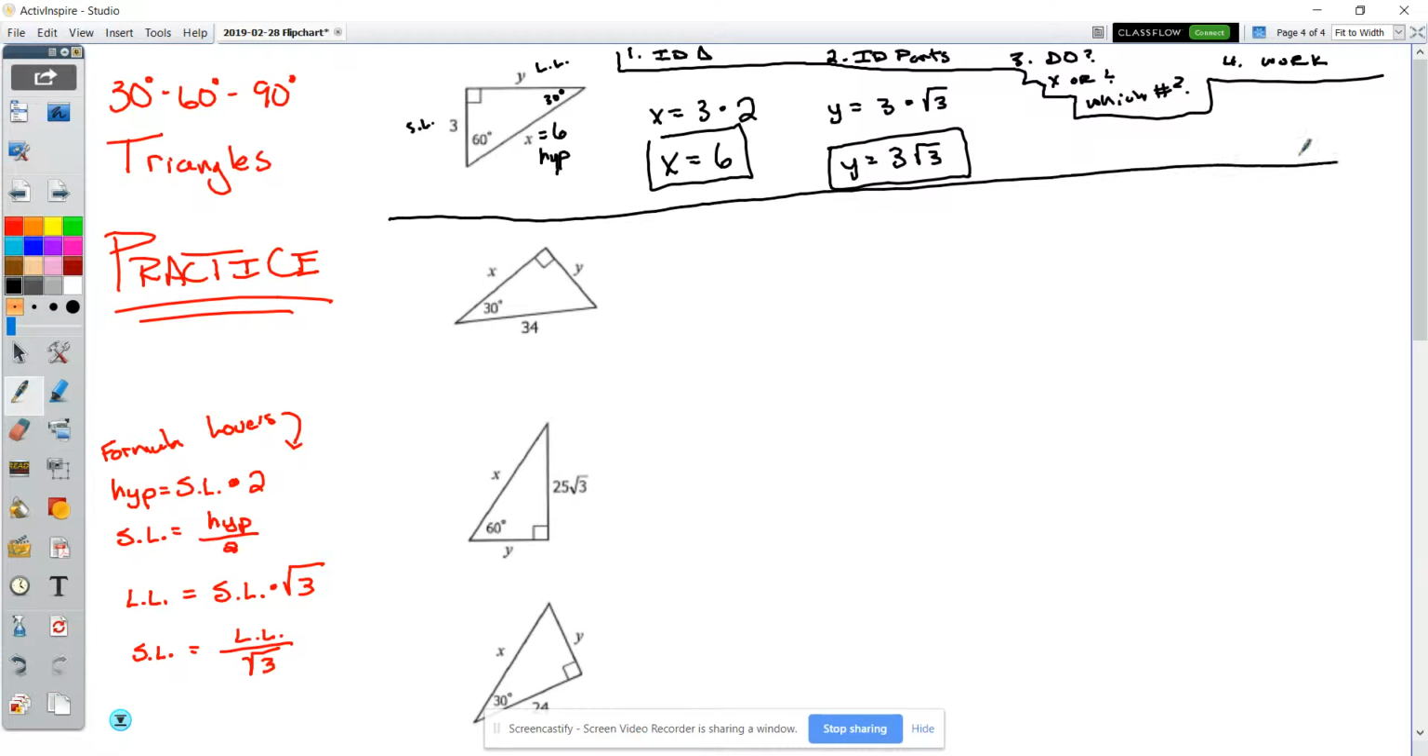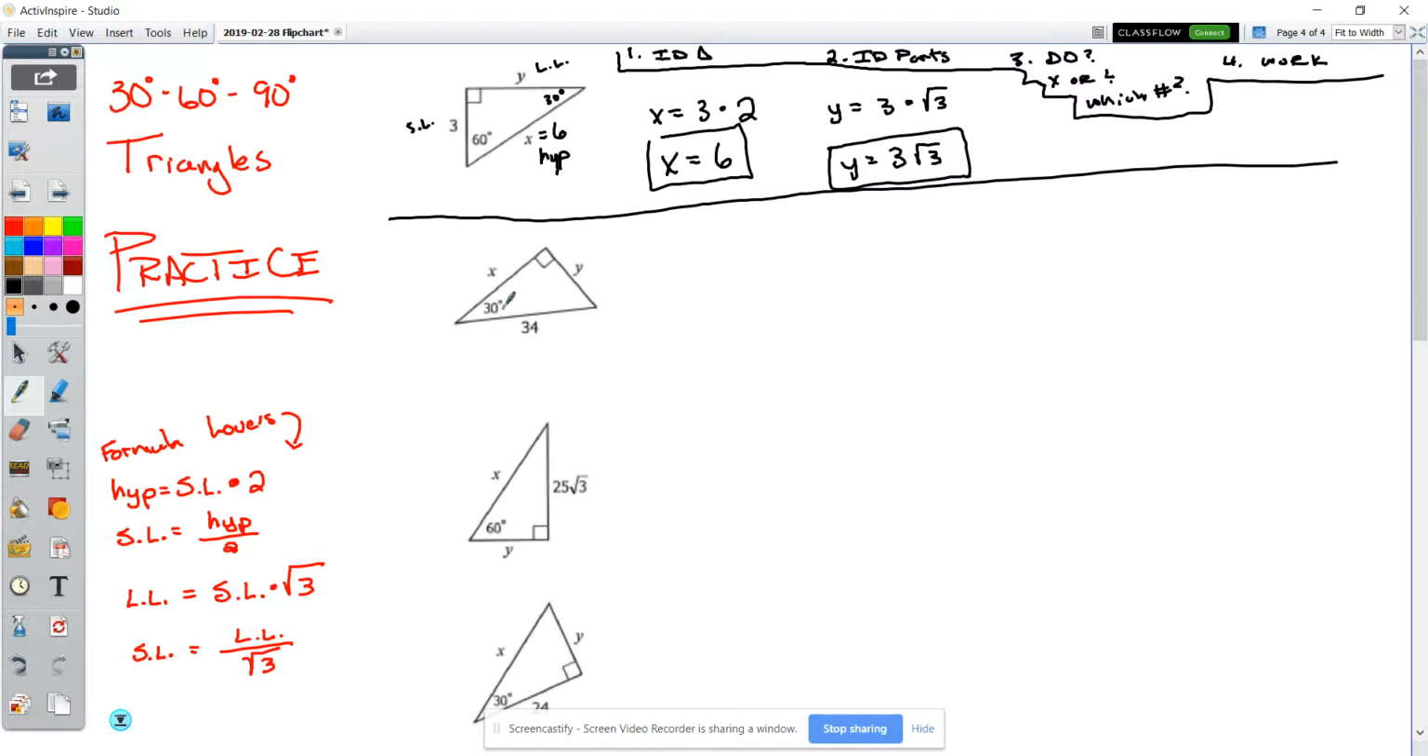Neither one of these numbers needs simplified. Things that you look for simplifying are if there's a square root in the denominator, or if you have a number that is inside the square root that is larger that could be divided by a perfect square. Okay, let's try the second example.